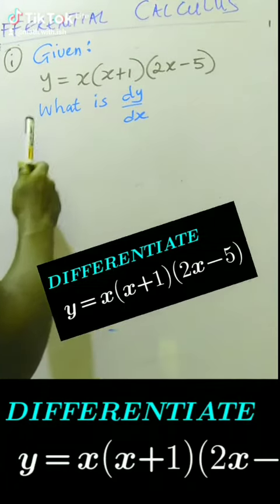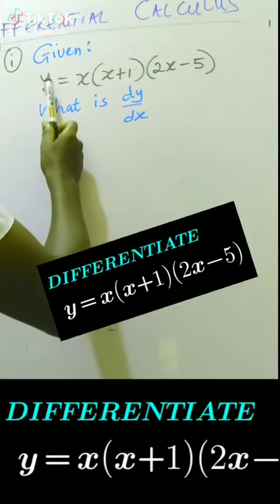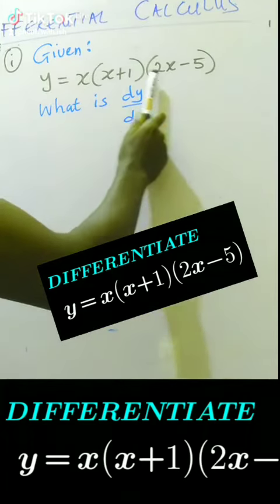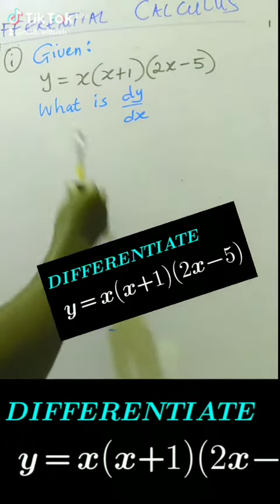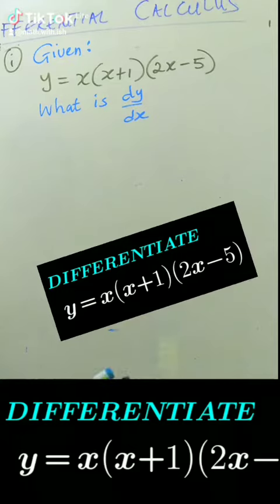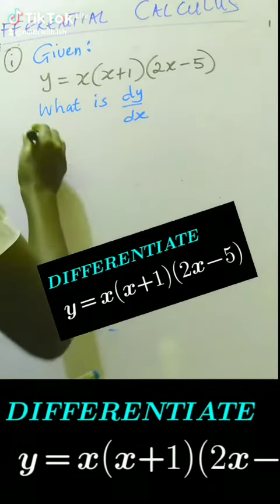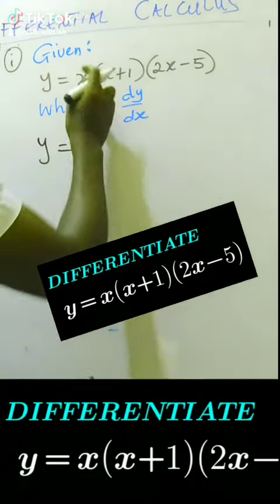So we are given y equals x(x + 1)(2x - 5). What is dy/dx? In other words, we're asked to differentiate. Now the first thing to do is to expand this.